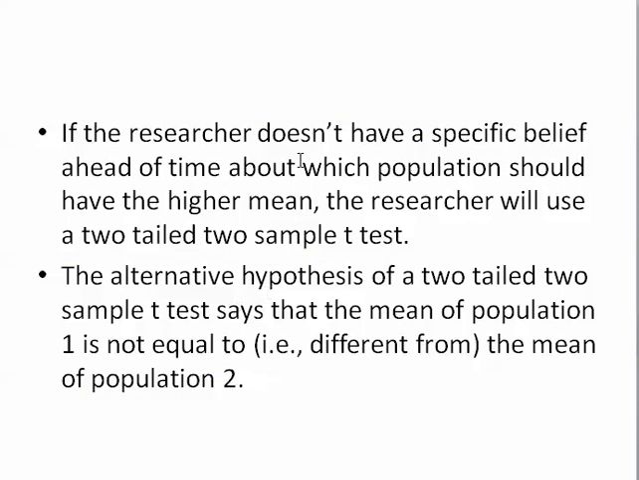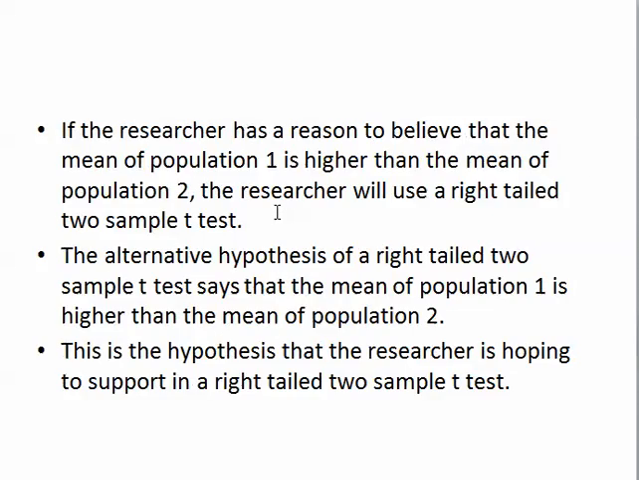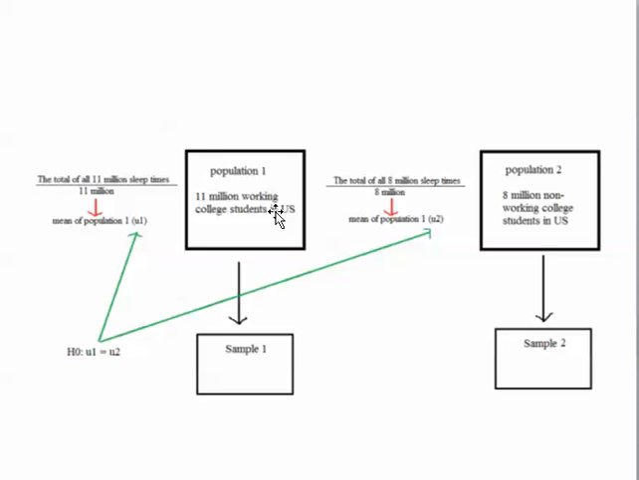What if the researcher doesn't have a specific prediction ahead of time or a belief about which population has the higher population mean? For example, what if I don't really have any idea about which population should have the higher mean for hours of sleep, but I'm just interested in doing a study to find out which population appears to be getting more sleep? I'm curious about which population is getting more sleep, but I don't have any idea ahead of time about which one should be getting more sleep than the other.